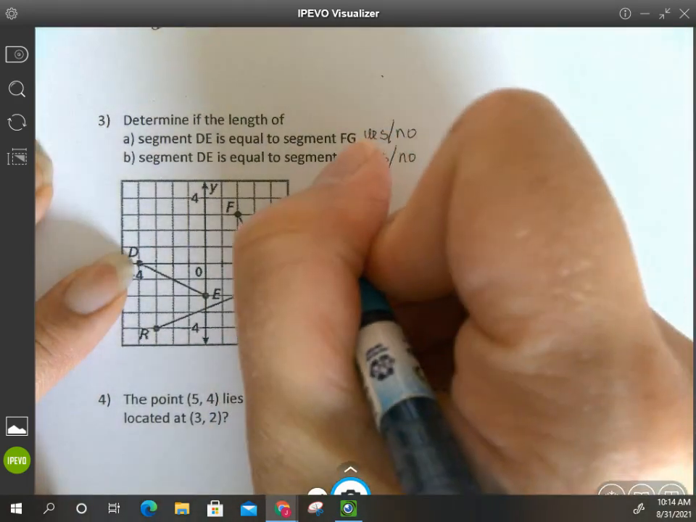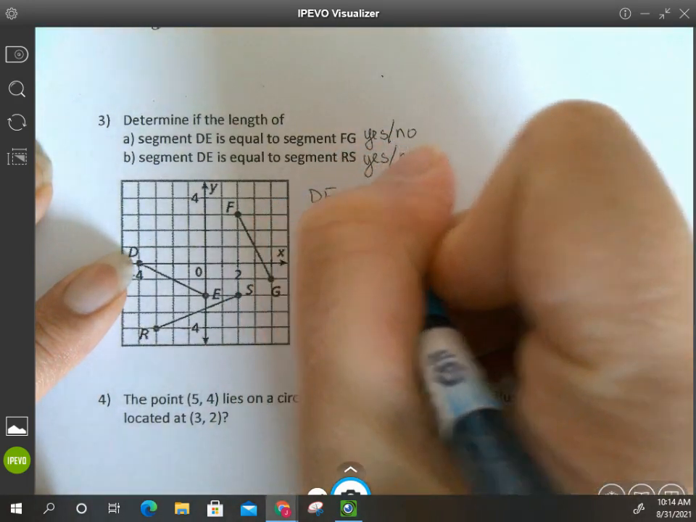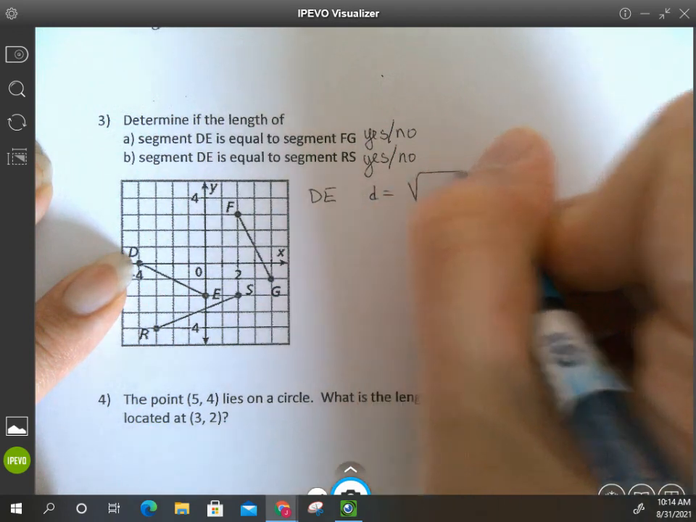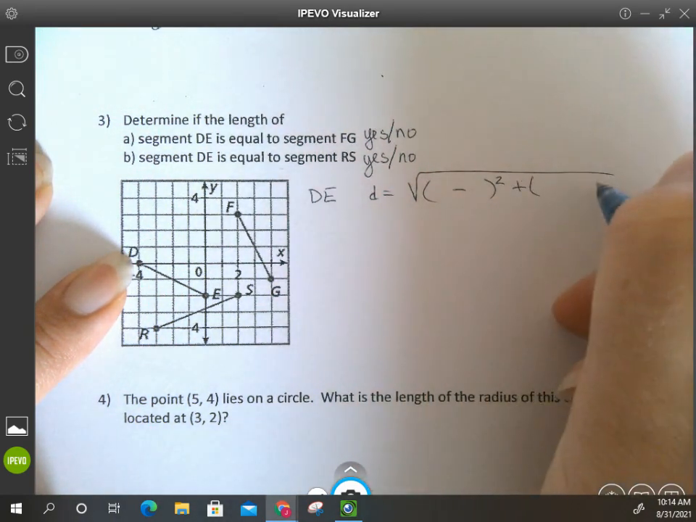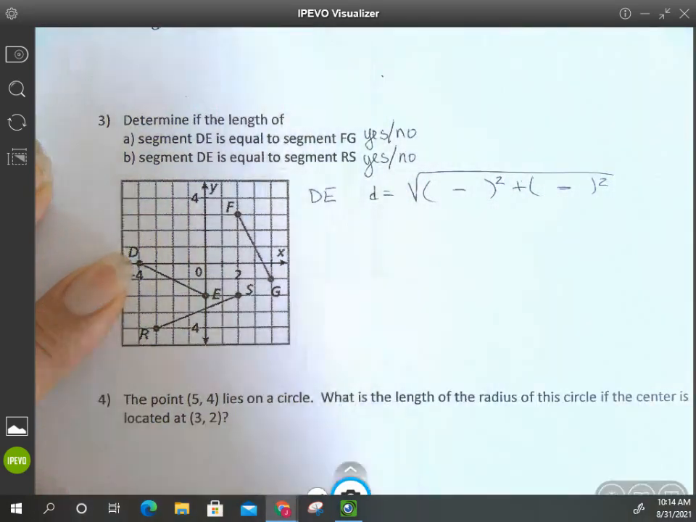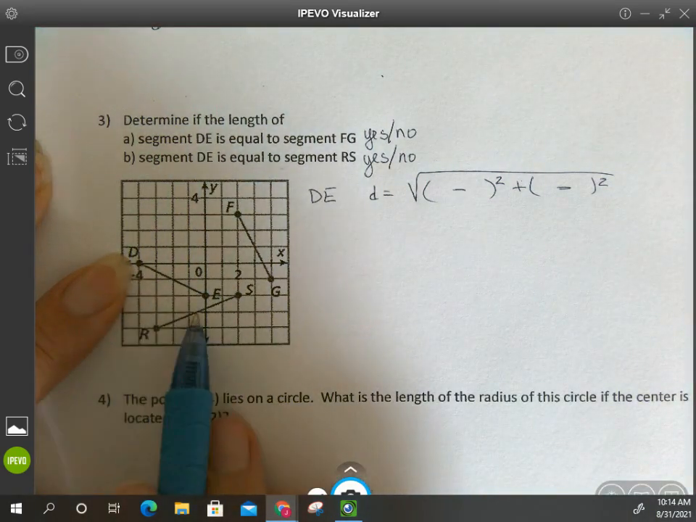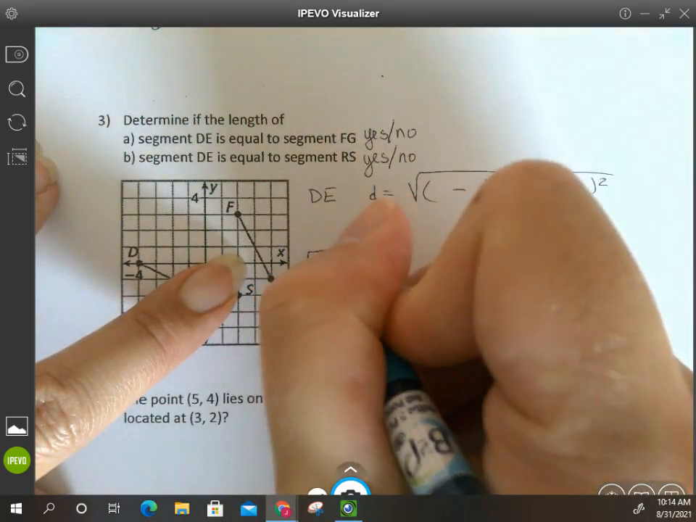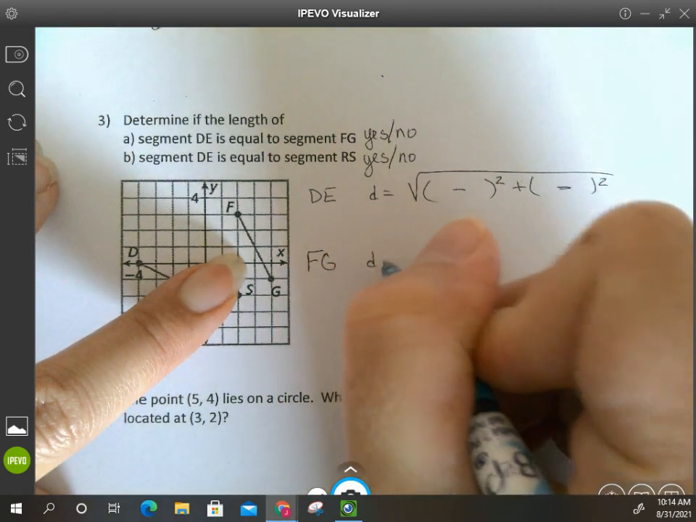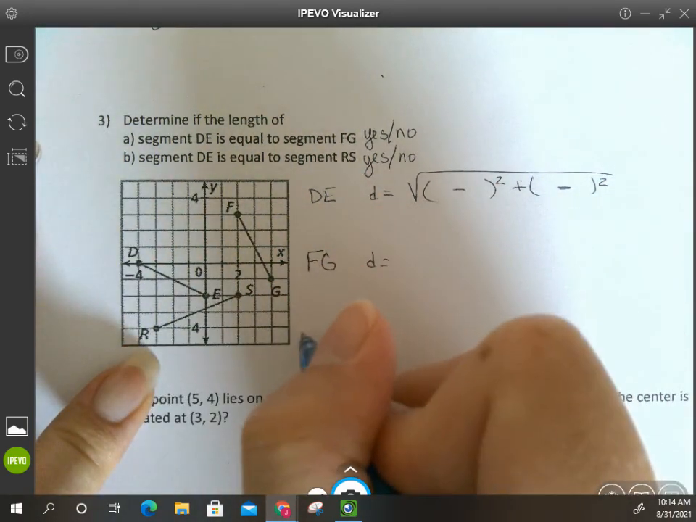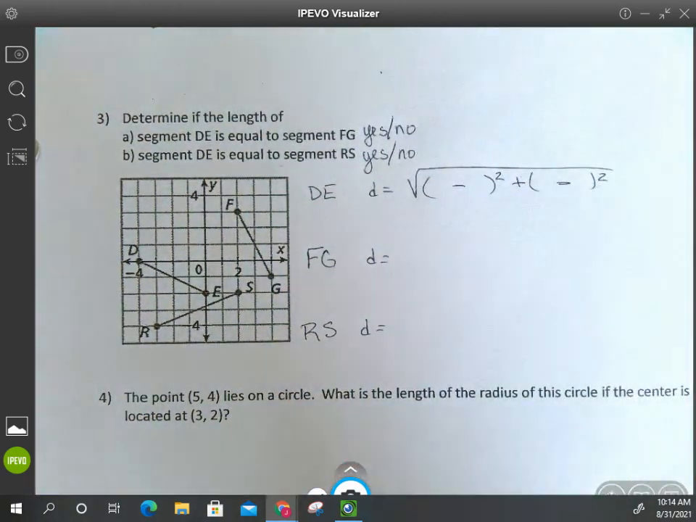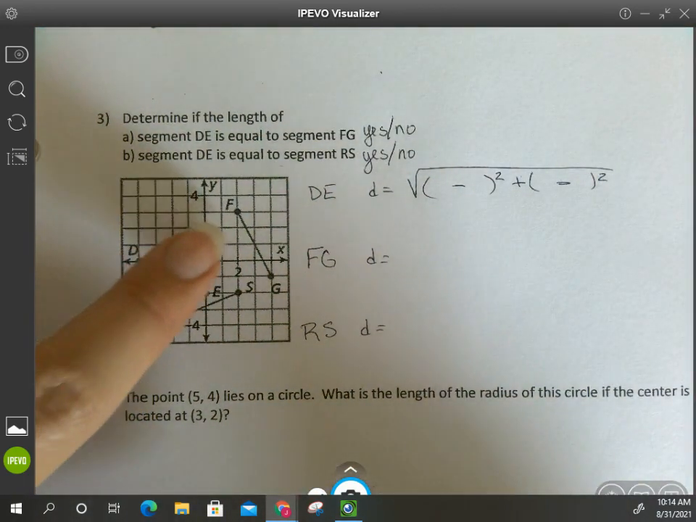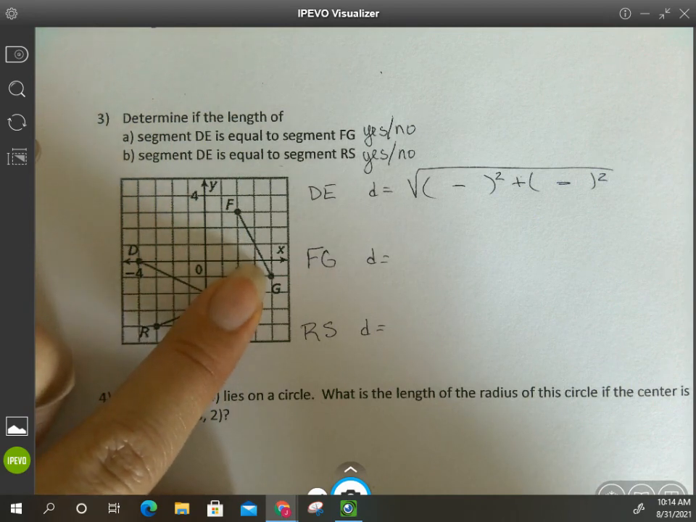We need to find the distance of DE. So we're going to put in our distance formula, right? How many times do I have to do the distance formula here? 3 times. I got to find the length of DE. I need to find the length of FG. And I need to find the length of RS. Now, I can't just look at this and find the length because I can't count the units. In order to find the length, don't I need the ordered pairs?